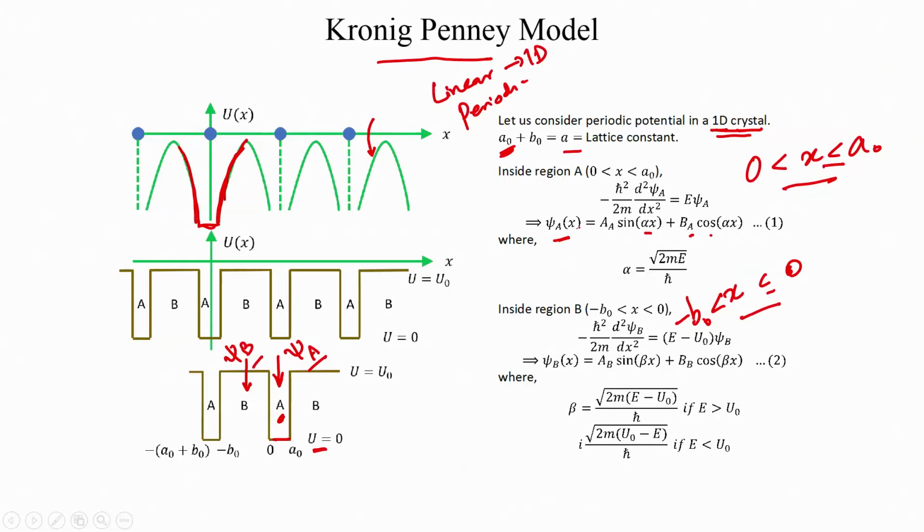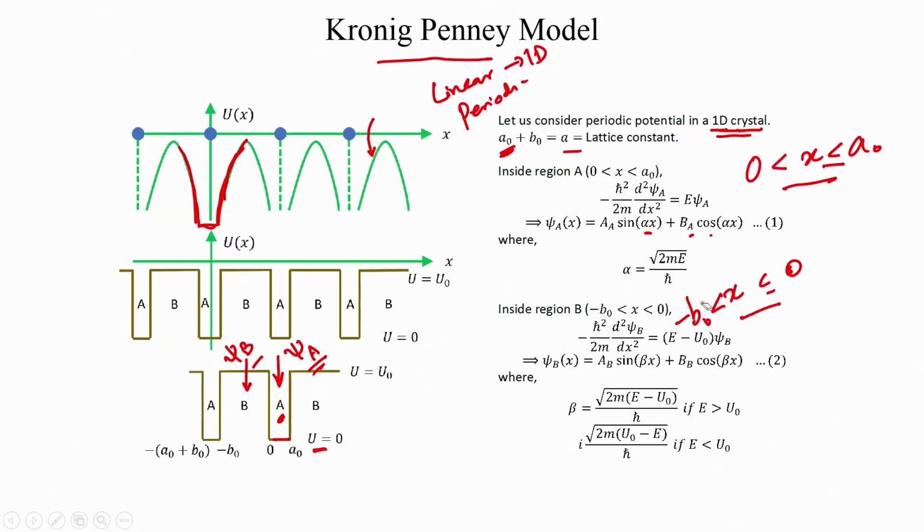Now once again I apologize for not choosing these variables more wisely. Here A_A is a constant coefficient, and this represents A in region A, and B_A is again a constant coefficient for region A, and the term alpha is nothing but the square root of 2mE by h bar. So this is the general solution of Schrodinger's equation describing psi a.